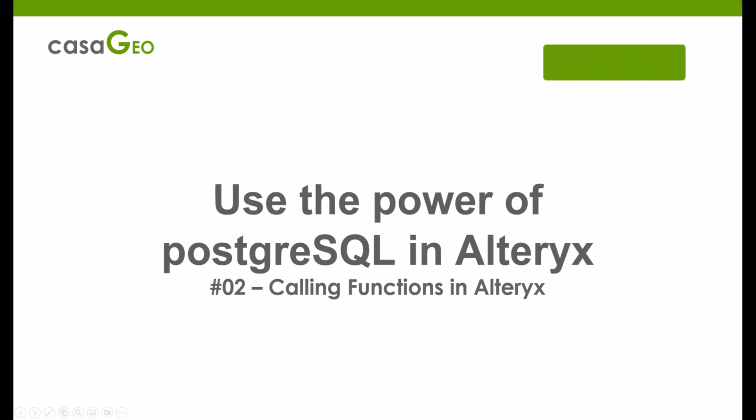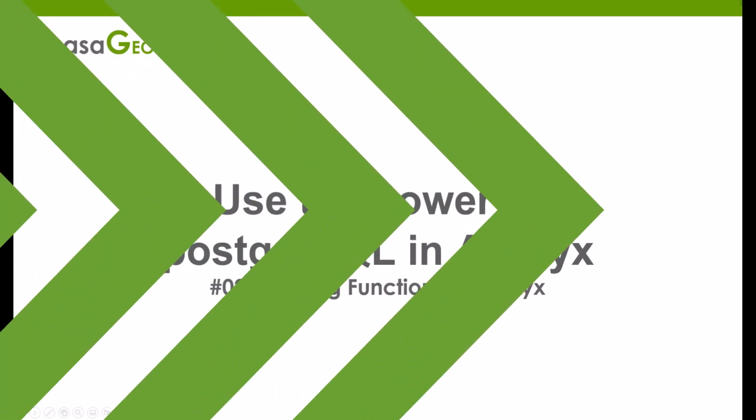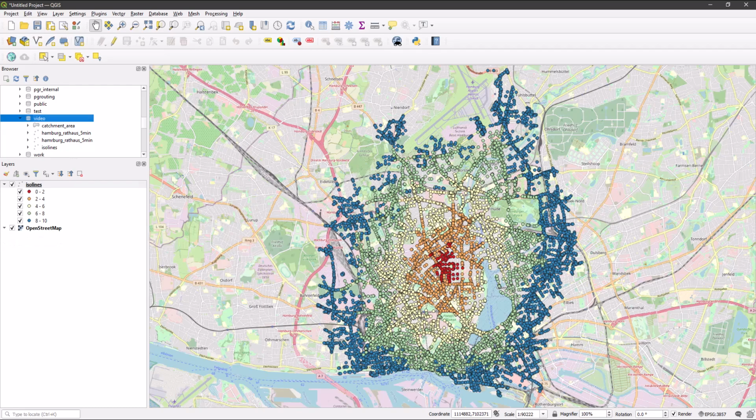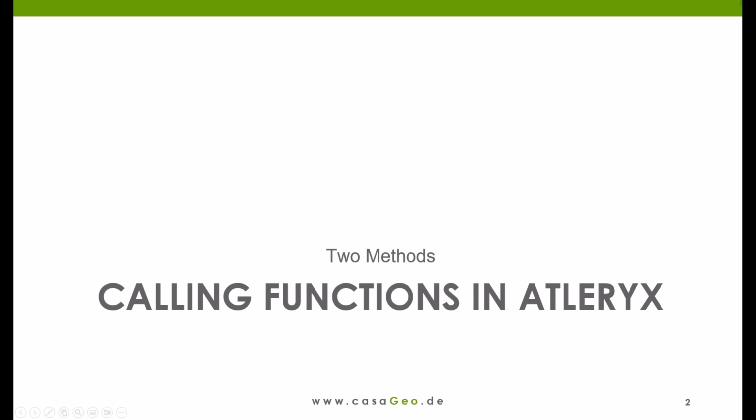The power of PostgreSQL in Alteryx. Today I show how you can call a function in Alteryx. In the last video, you saw that the function produces two tables of results. First, the catchment area, and second, a table with all the nodes and the travel times for them. I present two methods how you can include the function in Alteryx.